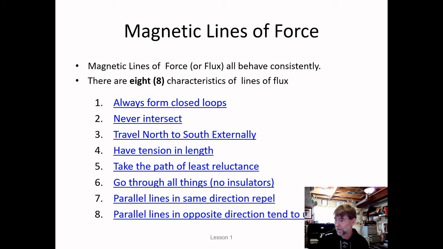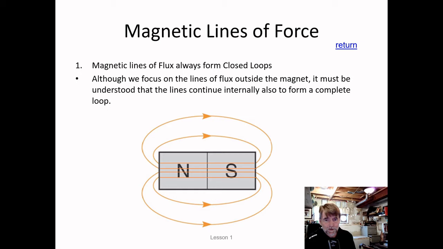Magnetic lines of flux always form closed loops. So here's a very simple picture. We have four lines of flux. Very often we will only draw the lines of flux outside the magnet, but don't forget the fact that those lines actually go through the bar magnet internally as well. Notice there are some arrows on that, so we'll get to that in a couple of slides, but every single line of flux is a complete loop.